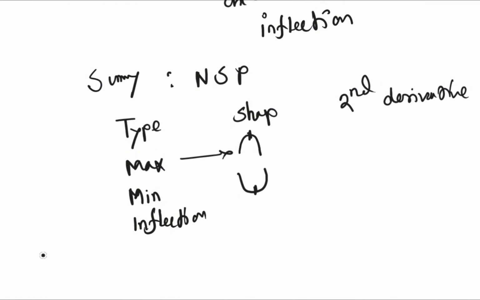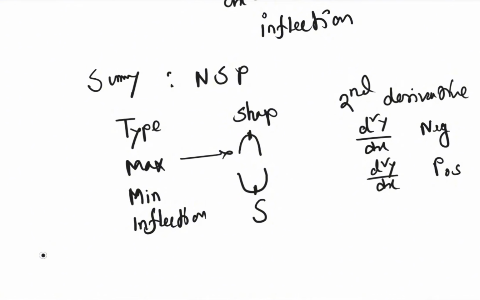And for inflection, the shape will look like an S. The value of the second derivative d²y/dx² for maximum will be negative, meaning less than 0, and the second order derivative d²y/dx² for minimum will be positive, meaning greater than 0. And the last one, the nature is inflection, which means the second order differentiation d²y/dx² will be 0, right? If it is 0, then we have to go for the third order derivative. Thank you.